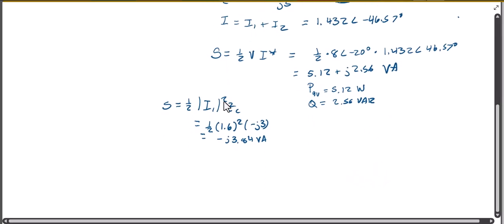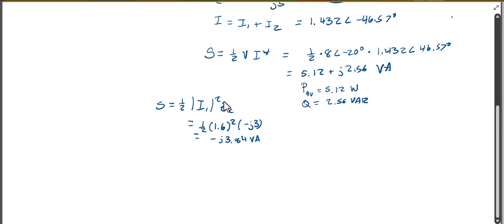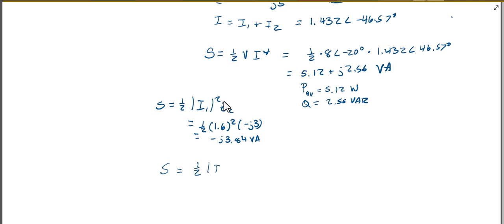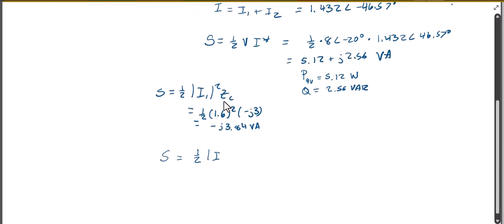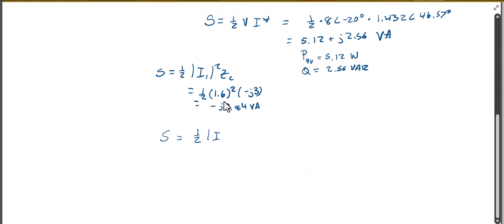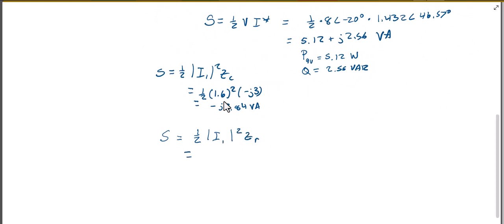Now for the resistor, we expect to get all real. So 1/2 times I1 squared times ZR is 1/2 times 1.6 squared times 4, which is 5.12 VA.